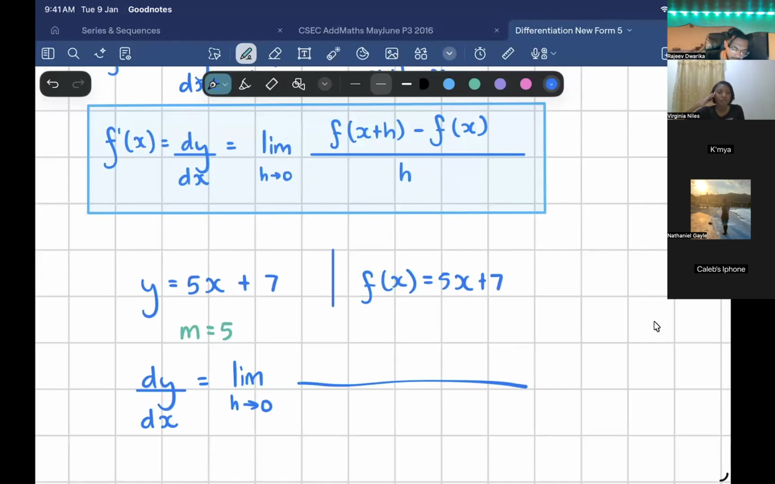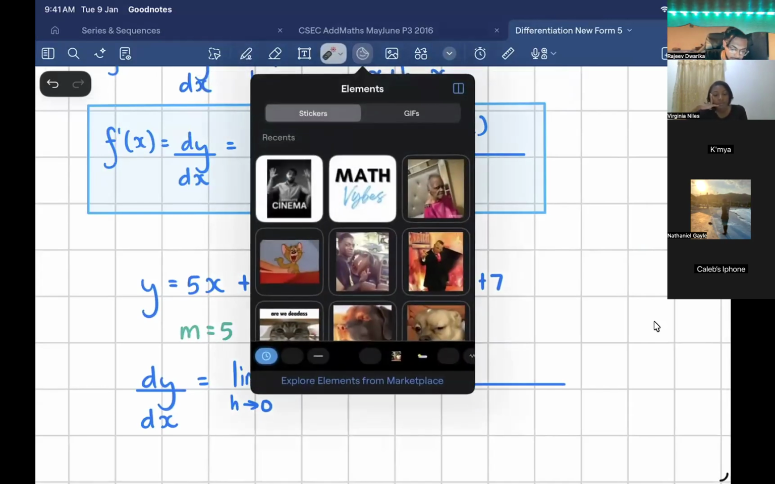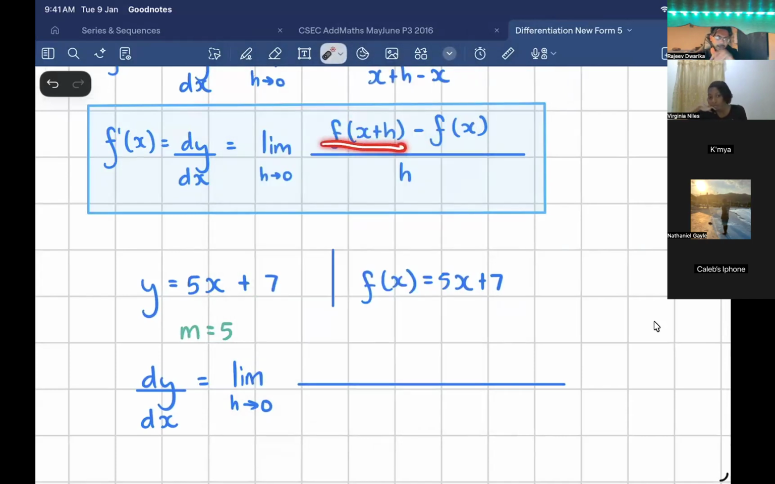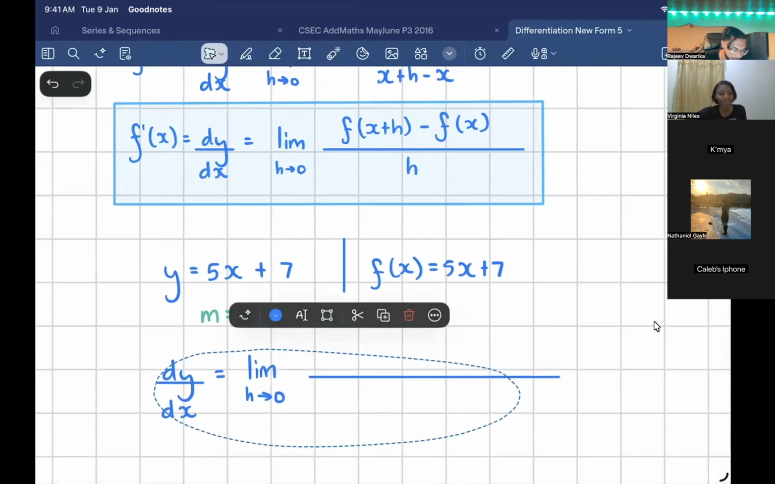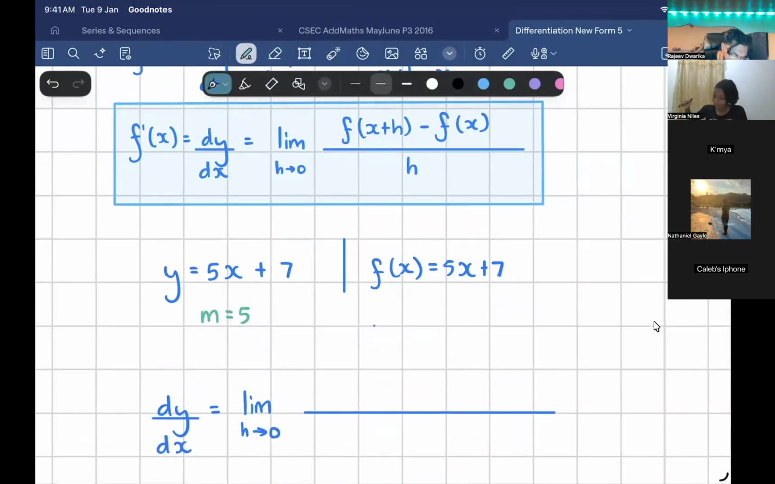Now, if you're using differentiation from first principles, notice that, look at that over there. What are you plugging into the function? F of x plus h. Look inside the brackets. Where are you plugging in? X plus h. So let's go ahead and find f of x plus h. Anywhere that I see x, what am I going to write instead? Look at the brackets. X plus h. Good.